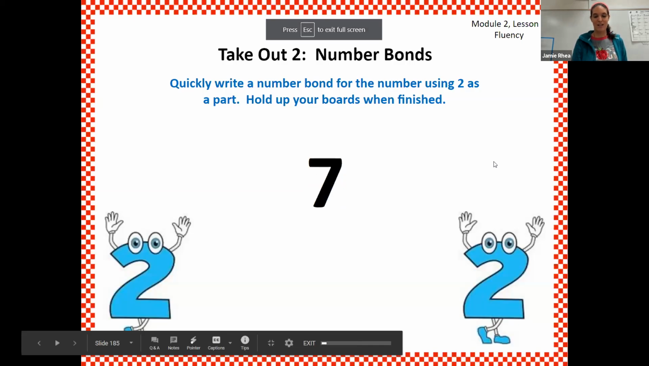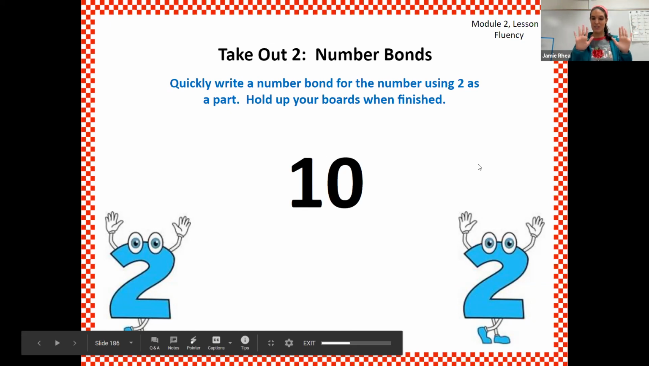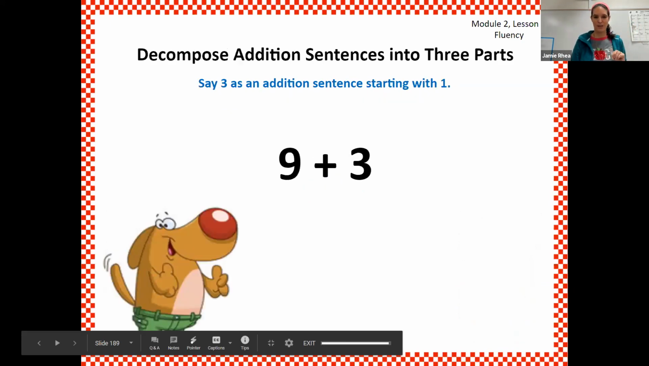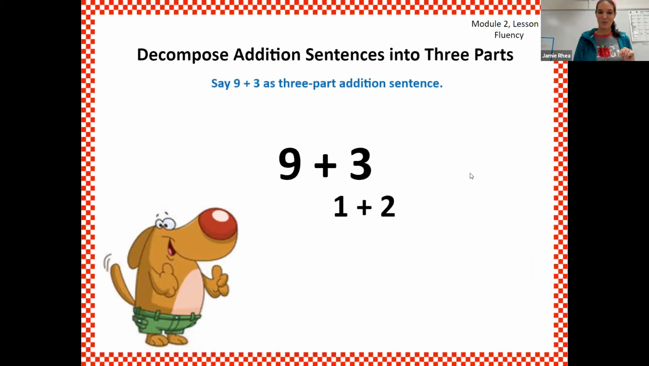Here we go. Our next number is 7. If I have 7 and I take 2 out, I have 5, so 2 and 5. Ooh, 10. If I have 10 and I take 2 out, I have 2 and 8. I have 5 and I take 2 out, 2 and 3. 4, take 2 out, 2 and 2. All right. That's what we're going to do today.